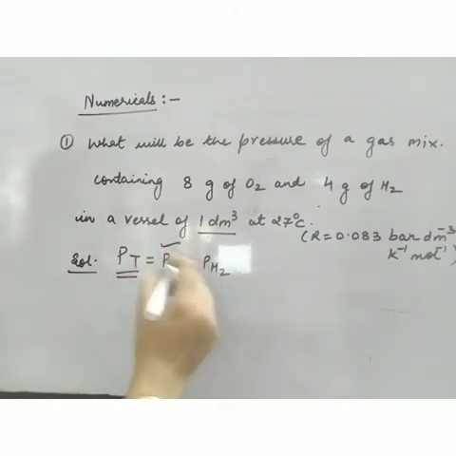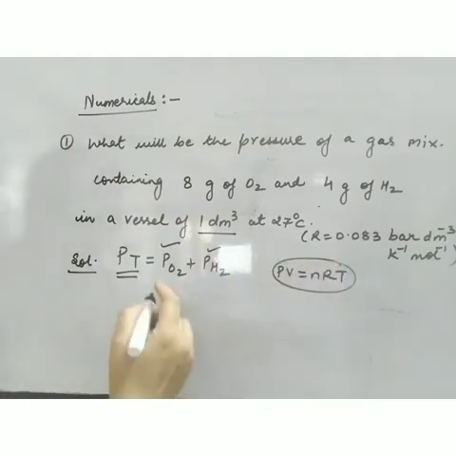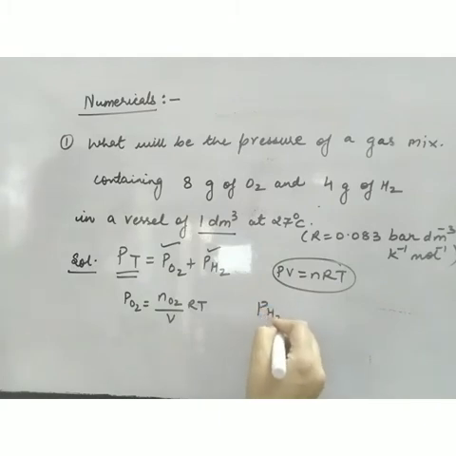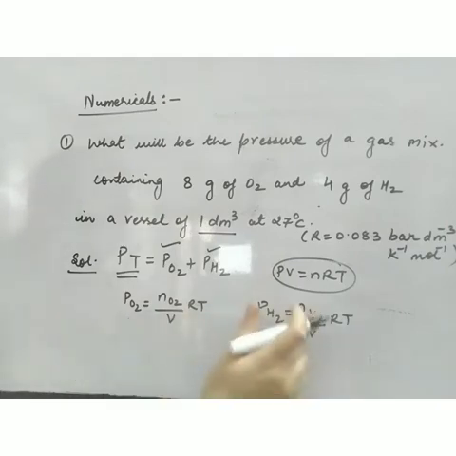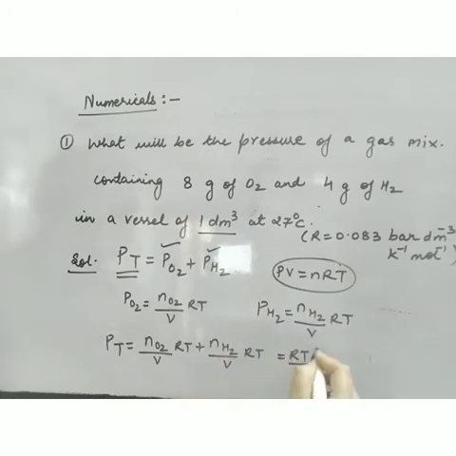Now how to find out this pressure of oxygen and pressure of hydrogen? So we'll use this equation. Pressure of oxygen is equal to number of moles of oxygen upon V into RT, because they are in the same container, so volume is the same, and R and T are the same. Likewise pressure of hydrogen is number of moles of hydrogen upon V into RT. Now add the two. So total pressure is equal to RT upon V, taken as common, times number of moles of oxygen plus number of moles of hydrogen.